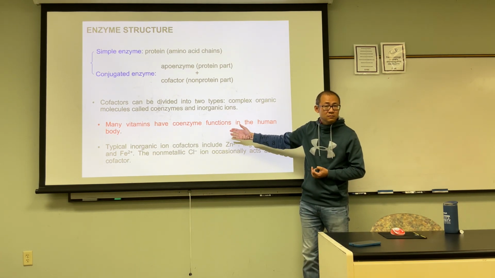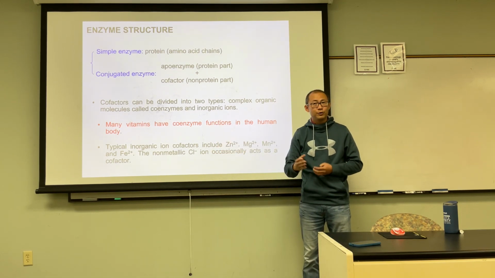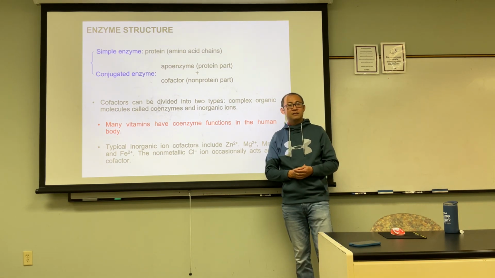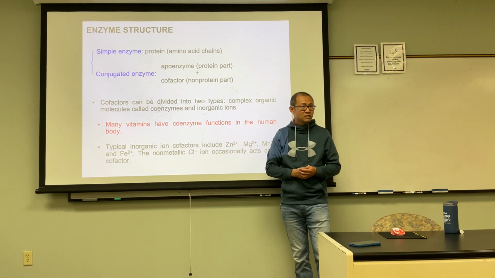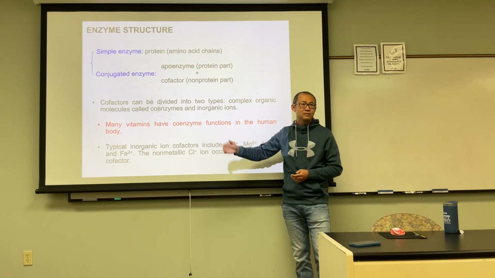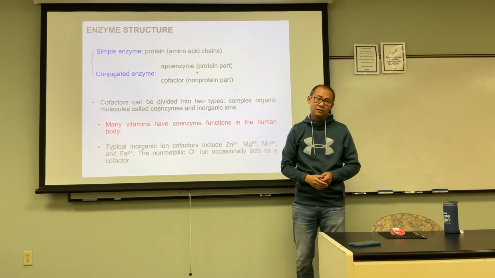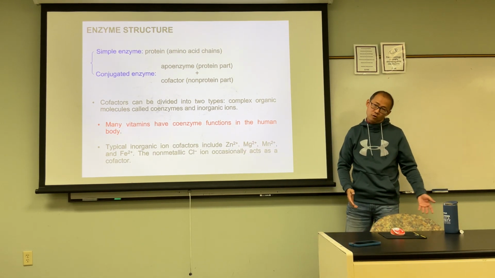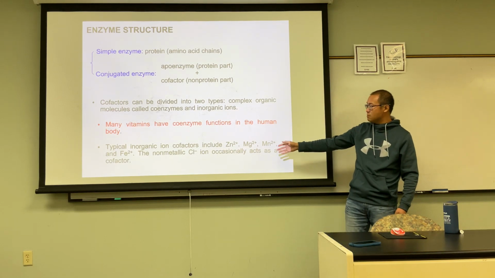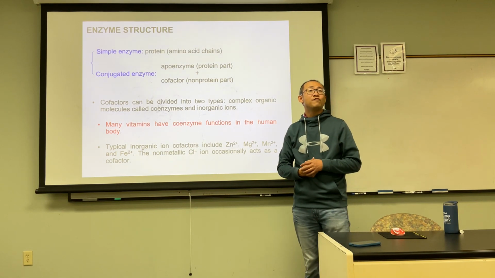What are coenzymes? Most vitamins we take, especially the vitamin B group. I don't know if you learned nutrition. Vitamin B, we have what? B1, B2, B6, B12. Those vitamin Bs are mostly used as what? Coenzymes, which are organic cofactors. And some metal ions, these are the ones that we see used as inorganic cofactors, like magnesium, zinc, manganese, and iron. Sometimes chlorine can also serve as a cofactor.